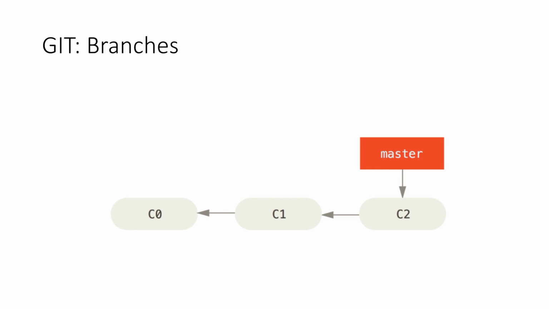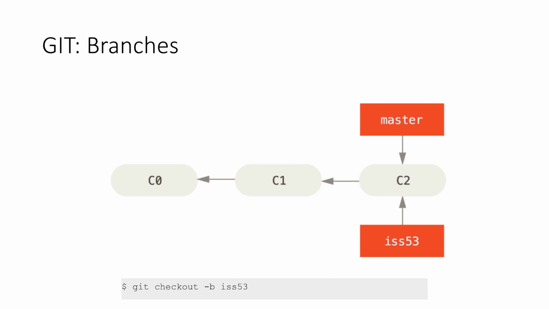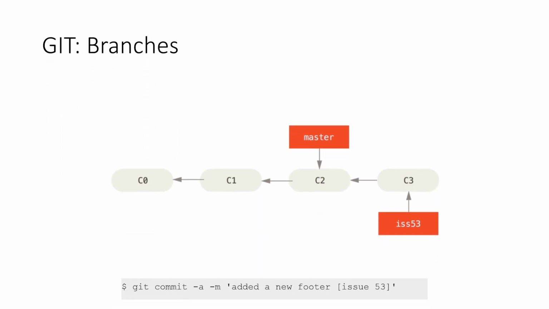First, let's say you're working on your project and have a couple of commits already on the master branch. You've decided that you're going to work on issue #53 in whatever issue tracking system your company uses. To create a new branch and switch to it at the same time, you can run the git checkout command with the -b switch. You work on your website and do some commits. Doing so moves the iss53 branch forward because you have it checked out. That is, your HEAD is pointing to it.